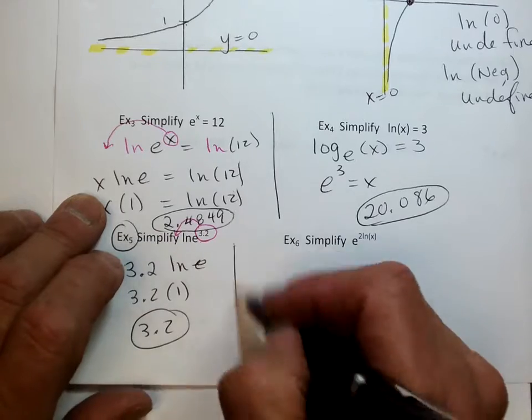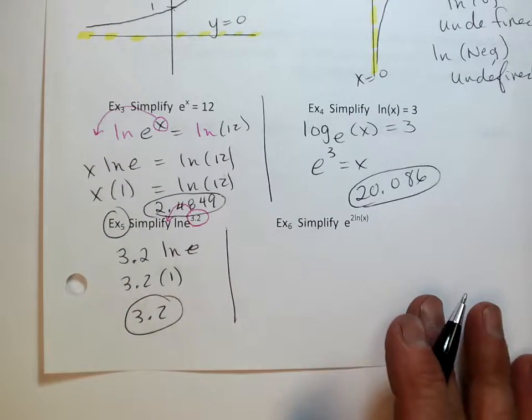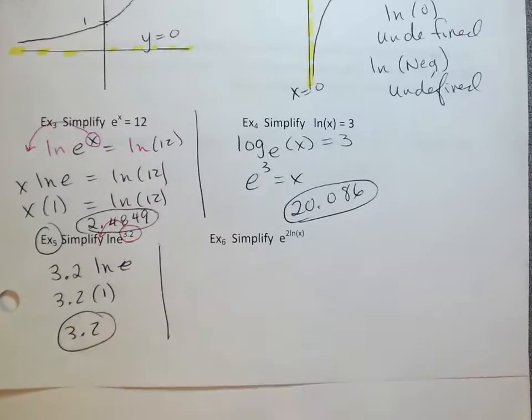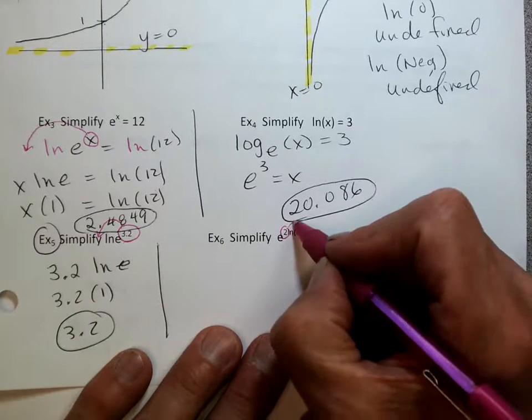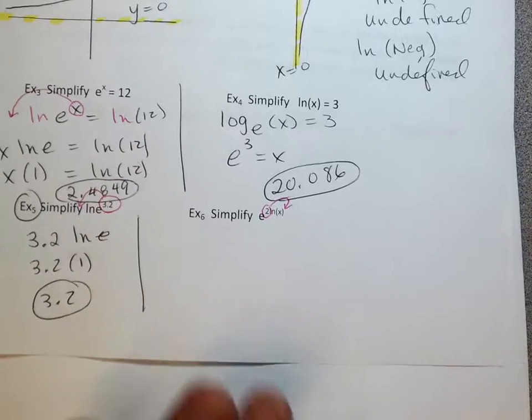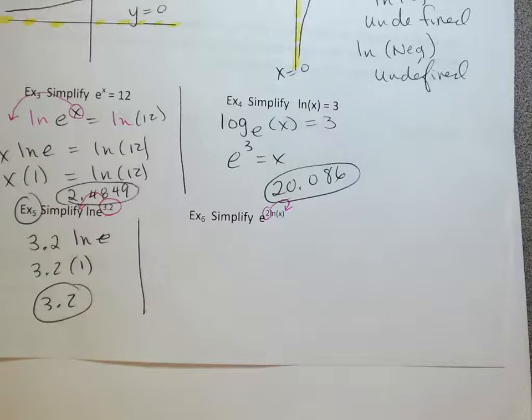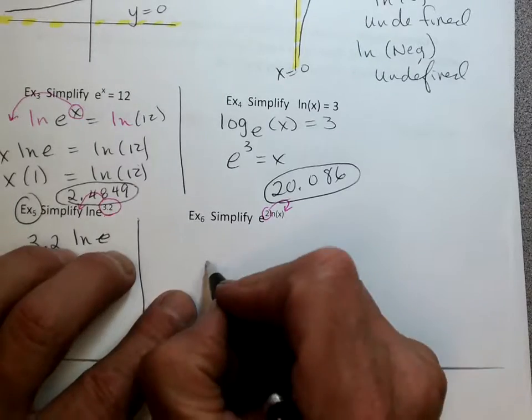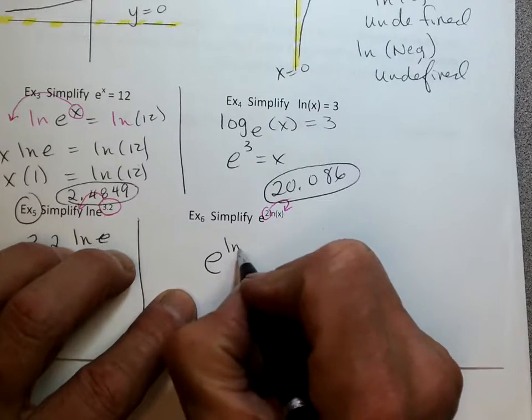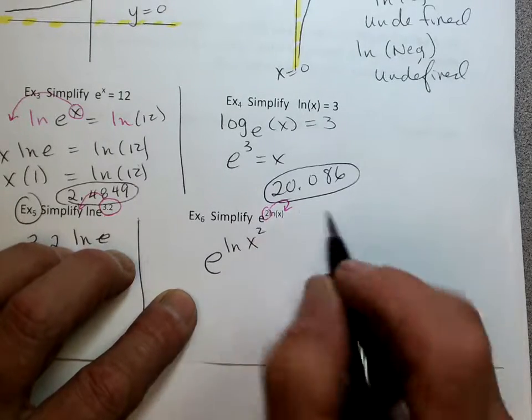Okay, number 6. Am I going too fast, or am I okay? All right, number 6. So I'm going to do something a little bit different. I'm going to bring this 2 back in as an exponent, okay? Now, normally I wouldn't do that, but since I want to solve for x and simplify this thing, I'm going to rewrite this as an e to the ln of x squared, okay?